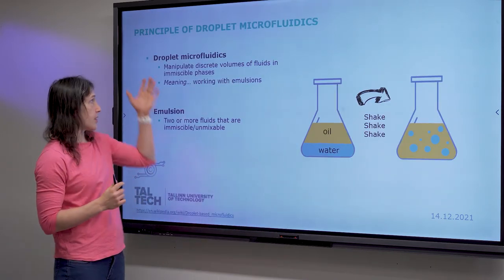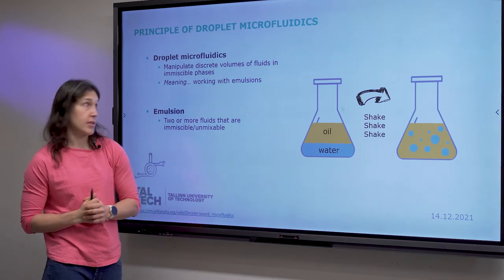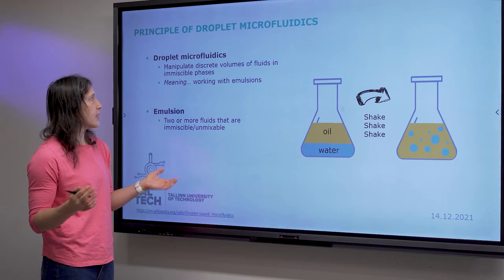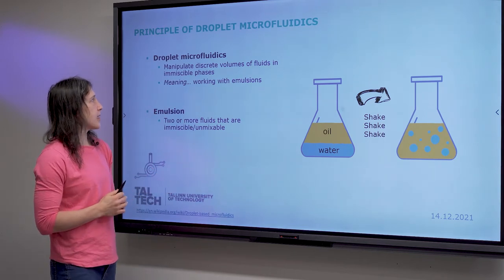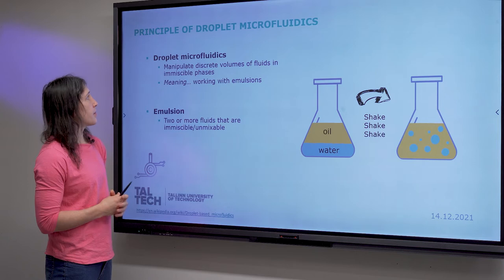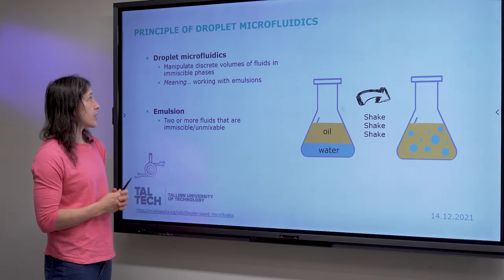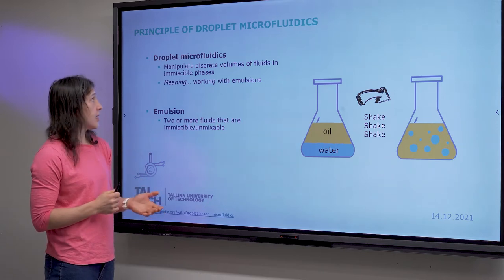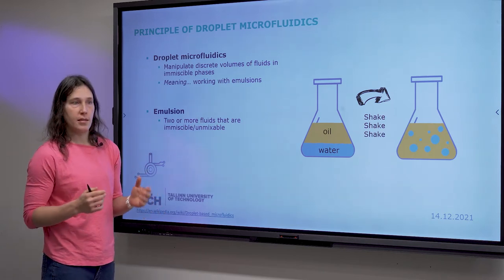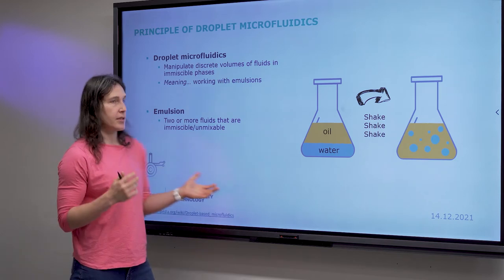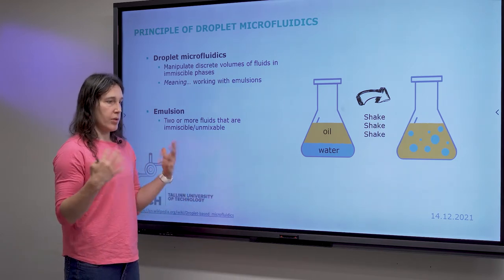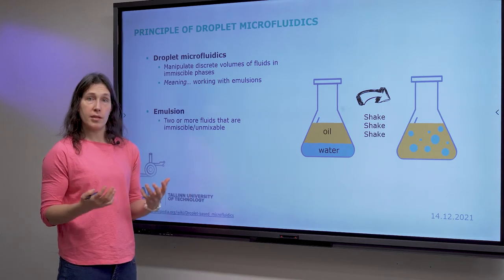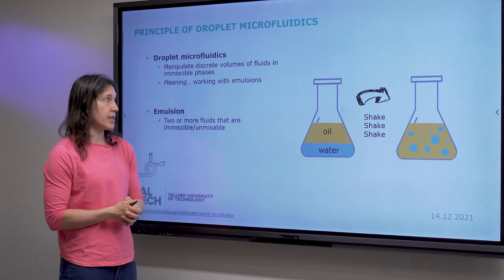First off, the principle of droplet microfluidics. Well, if you kind of go on Wikipedia, it will say this: basically, droplet microfluidics is to manipulate discrete volumes of fluids in immiscible phases. And this might be a little bit confusing, but what it just basically means, it's working with emulsions. That's what droplet microfluidics is.